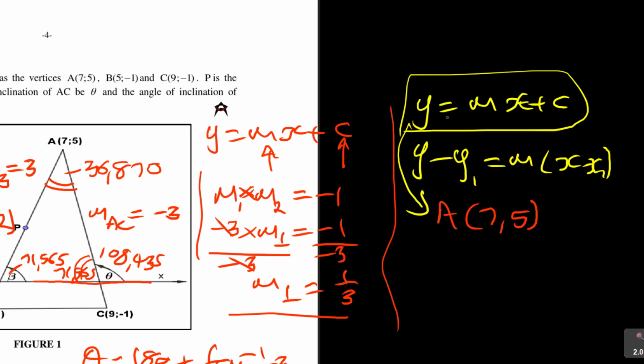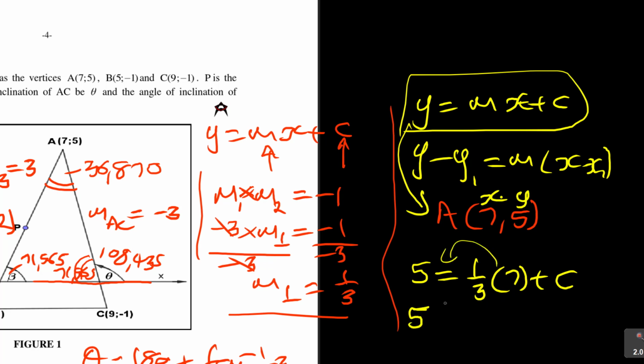Yes, so what you do now, remember this is X, this is Y. You come to y is equal to mx plus c, where there is Y, you say 5 is equal to M, which you just got, 1 over 3. X is what? 7. X is equal to 7. Plus C, then you calculate C. So you'll get your C using algebra. Yes, you get your C using algebra.